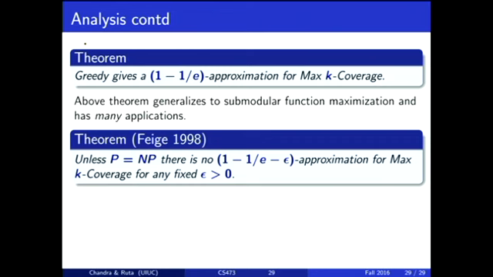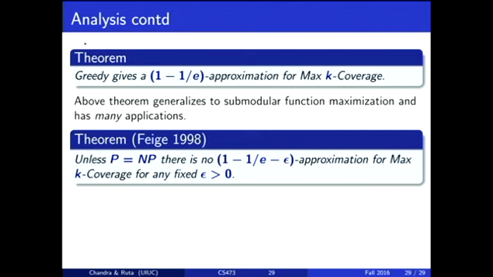And so you can show that greedy gives a 1 minus 1 over e approximation for max k coverage. Okay? And again, this problem is very fundamental because of two reasons. One is that, again, set systems are very abstract, right? You can think of modeling many things as set systems. So this is a very generically applicable theorem, right? And greedy algorithm is very natural.